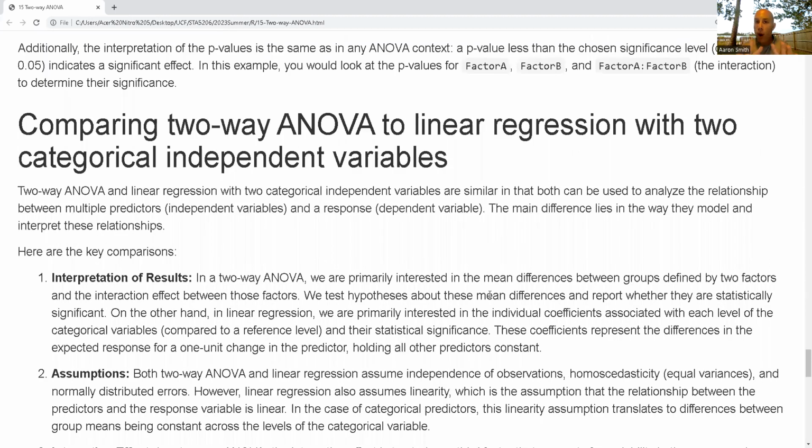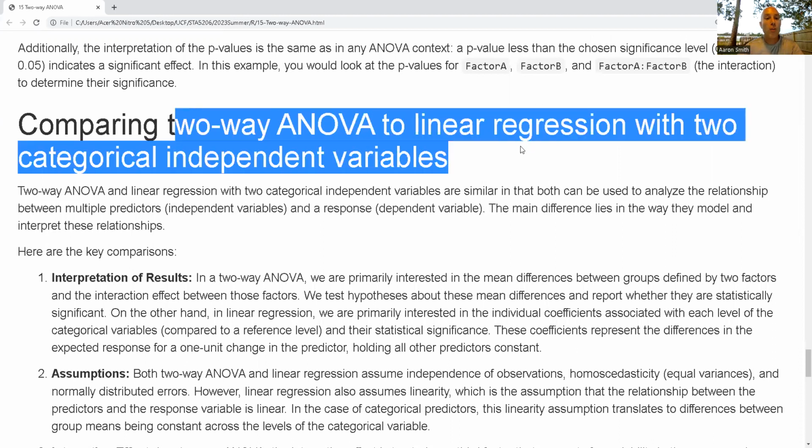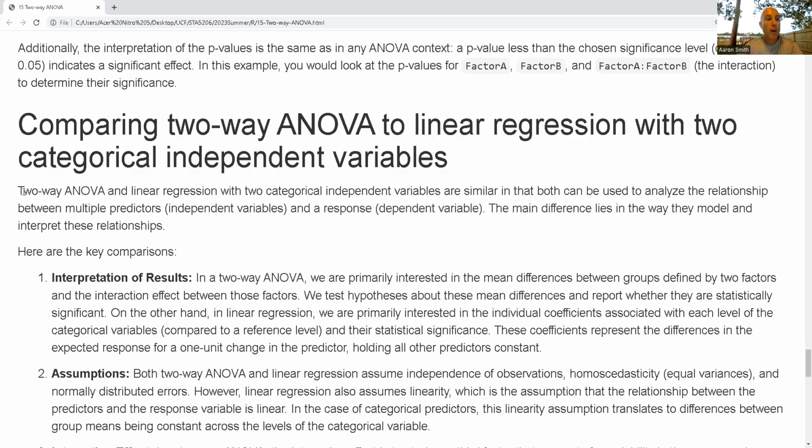Now, there's another way that we can tackle exactly the same problem, and that method is using linear regression with categorical predictor variables. All right, so I want to compare two-way ANOVA to linear regression with two categorical independent variables.